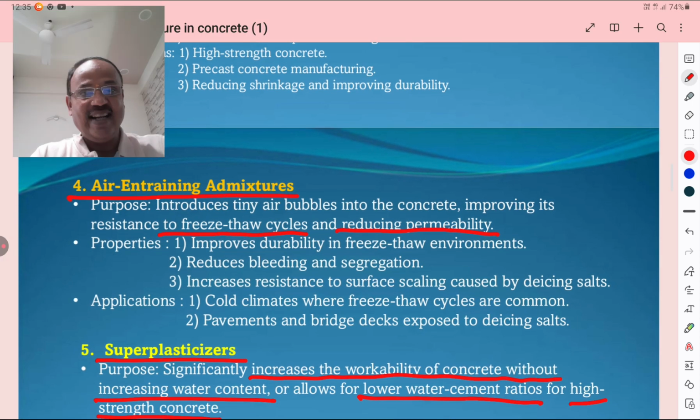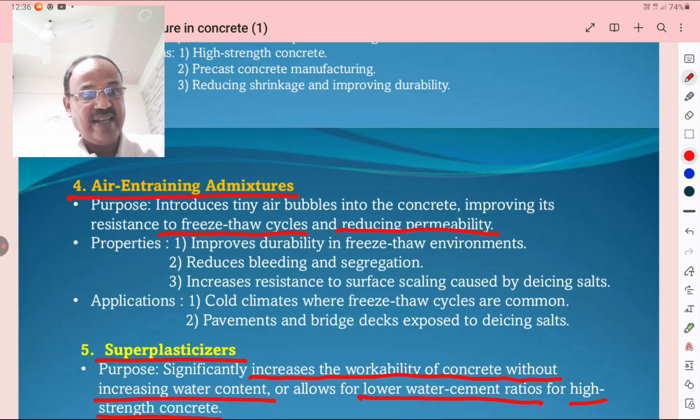Then we are going to discuss the air entraining admixtures. Name itself indicates the air is entrained in the concrete. Purpose: introduces tiny air bubbles in the concrete, improves its resistance to the freezing thaw cycles and reduces the permeability. What are the properties? Improves the durability in freezing thaw environments and it reduces the bleeding and segregation. Applications: it is used in cold weather climates where freezing thaw cycles are common, and it is used in pavements and bridge decks exposed to the salt.